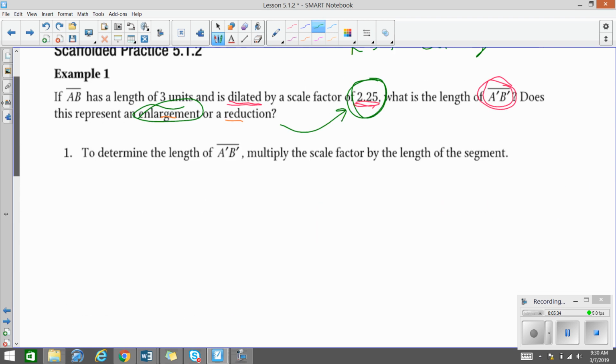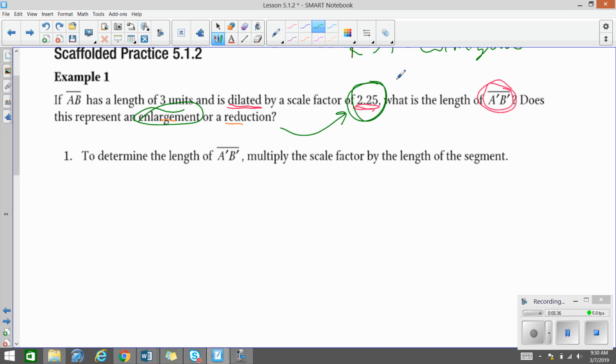So anyway, back up here. We know it's an enlargement, so our shape should be getting bigger. Now we're going to figure out our new length. Prime means new: A prime, B prime means new. To find your new length, you multiply your scale factor by your segment.